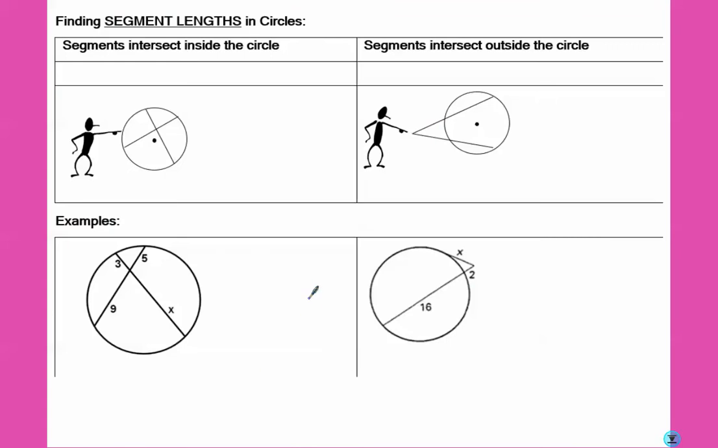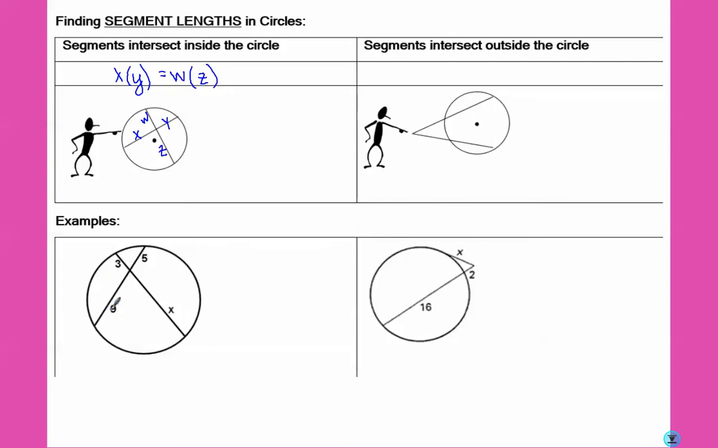What about segment lengths? If the segments intersect inside the circle, the pieces that go with the same line, so x and y. So if this is x and this is y, x times y would have to equal the pieces of the other one. So w and z. So w times z. So let's put that to use in this example here.